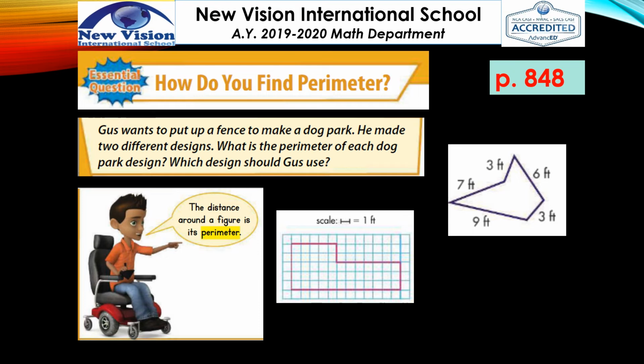Why is there a scale and what does it mean? The scale is there to help you understand how to use the grid. It shows that 1 unit segment equals 1 foot. You can find the perimeter by counting unit segments. The perimeter is 34 feet. So 34 is greater than 30. Gus could use this design. If we try to count it, it can be like this.